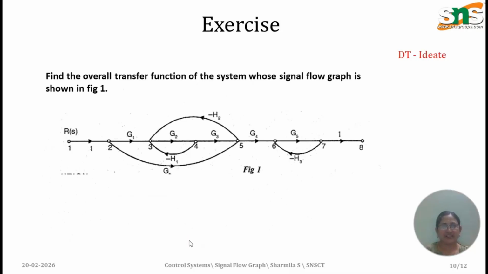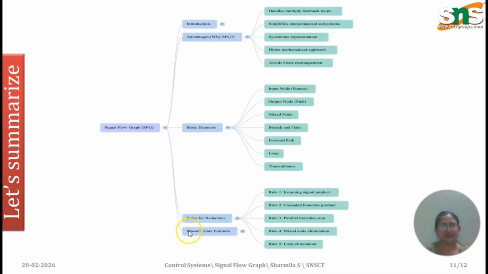This is an exercise for the signal flow graph. Let's summarize the signal flow graph session. We analyzed the input, output and transfer functions, why we require a signal flow graph compared to block diagram reduction techniques, the rules of signal flow graph with examples, and the applications of signal flow graph. Thank you.